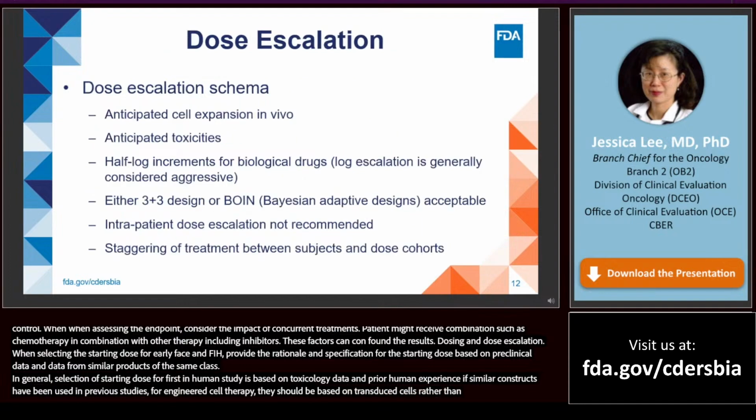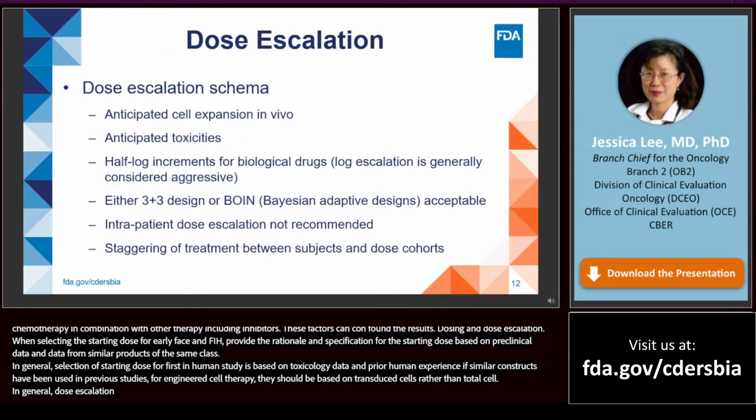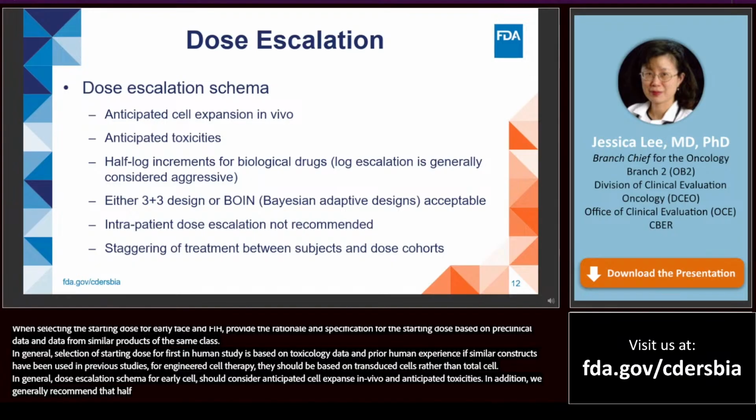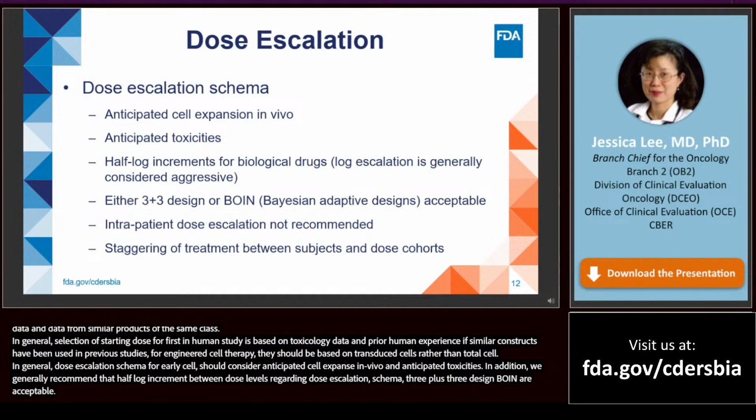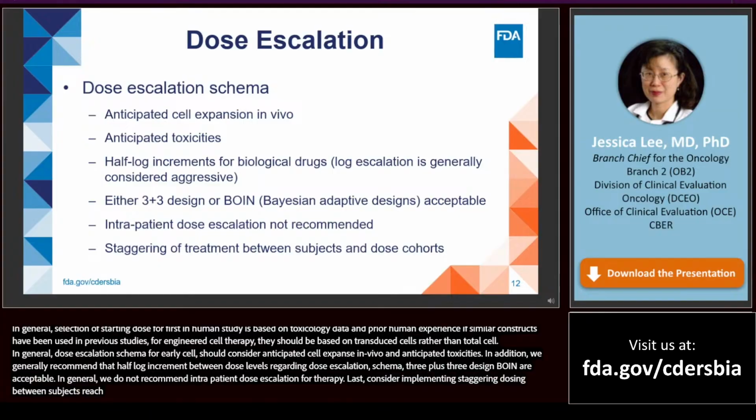In general, dose escalation schema for early phase cell and gene therapy trials should consider anticipated cell expansion in vivo and anticipated toxicities. In addition, for cell and gene therapy, we generally recommend a half-log increment between dose levels. Regarding dose escalation schema, both the 3+3 design and Bayesian adaptive designs are acceptable. In general, we do not recommend intrapatient dose escalation for cell and gene therapy. Last, consider implementing staggered dosing between subjects within each cohort and between cohorts.